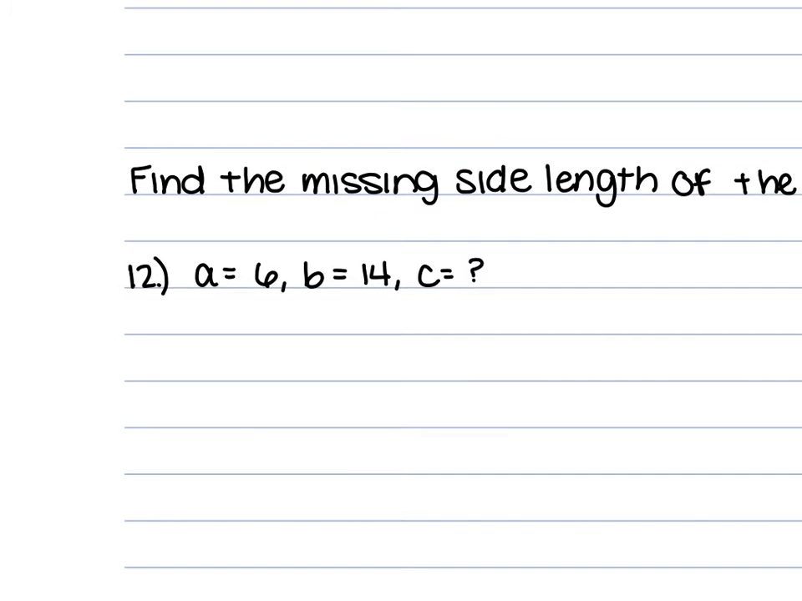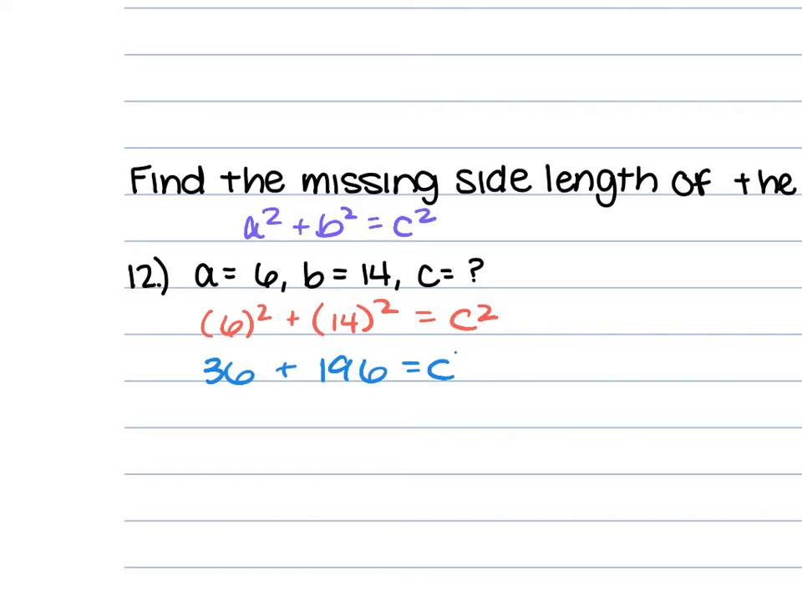For 12 and 13, we're finding the missing side length for the right triangle. So we know that our Pythagorean theorem is a squared plus b squared is equal to c squared. So we're going to use 6 for a, b is 14, and c we're finding. So we're going to do 6 squared plus 14 squared is equal to c squared. The 6 squared is 36. The 14 squared is 196. So we have 36 plus 196, which gives us 232. So 232 is equal to c squared.